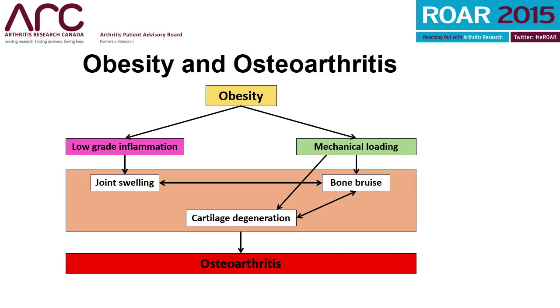And here's another way of showing it. So you have your 2 pathways that lead from obesity to your osteoarthritis. On the right side, you have mechanical loading. That can lead to bone bruises. It can lead to cartilage degeneration, and those two tissues communicate with one another as well. On the left side, you have your low-grade inflammation that is manifested by knee swelling, and I've shown you that knee swelling is linked to bone bruises as well. So you end up having your three key tissues involved in your osteoarthritis. That is the synovium, the bone, and the cartilage, and they all interact with one another until you get to a stage where we can call it osteoarthritis.